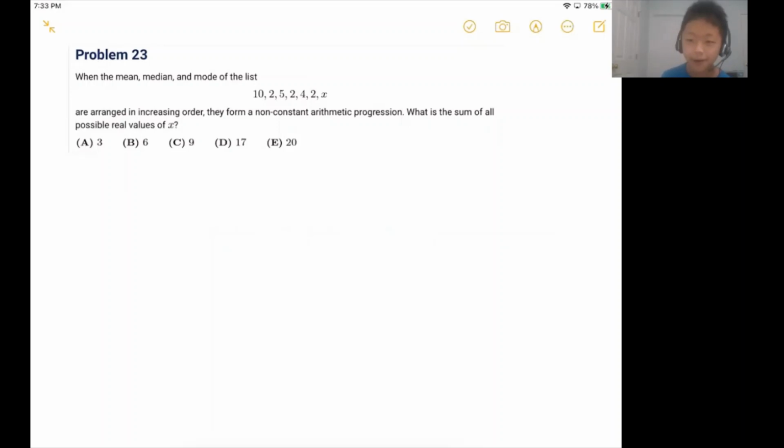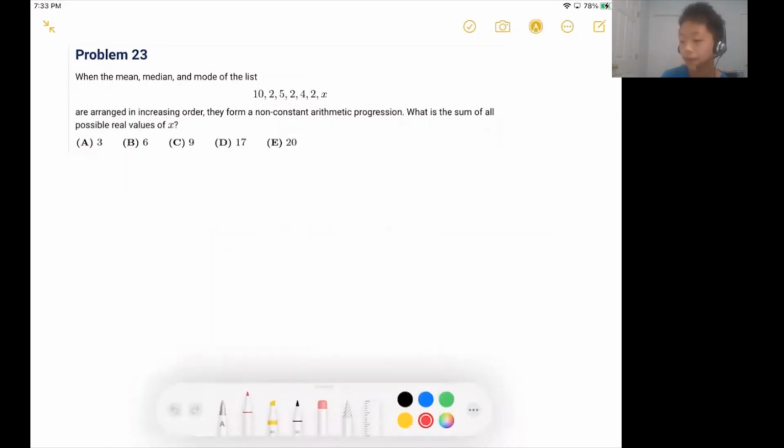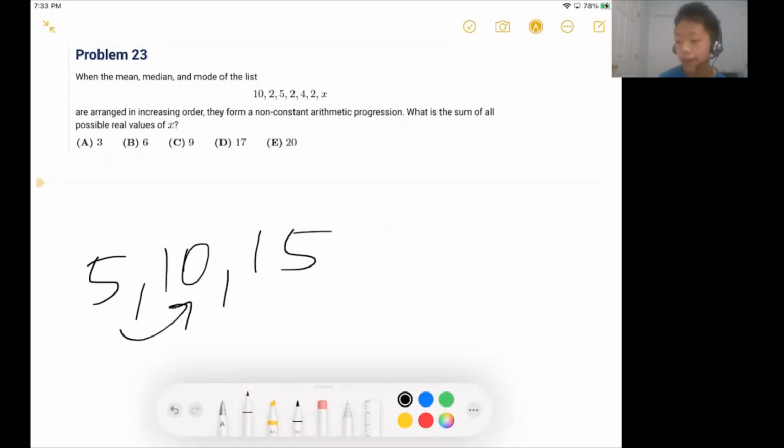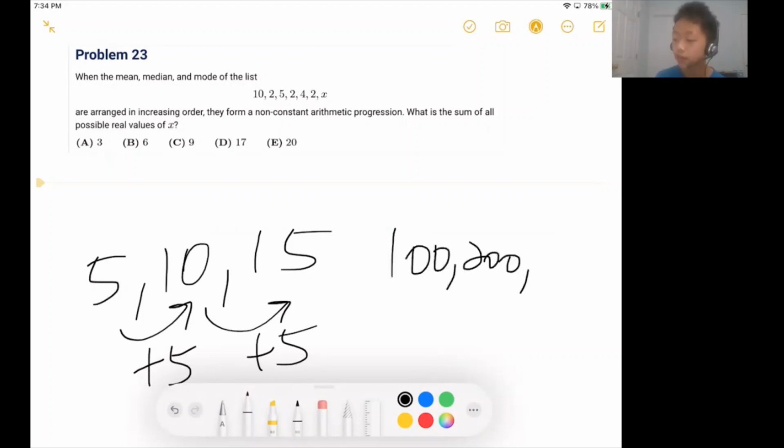So let's remind ourselves what an arithmetic progression is. If you have three numbers, in this case the mean, median, and mode, and they form an arithmetic progression, what that means is that the numbers have a common difference. Remember, like we talked about before, the numbers 5, 10, 15 form an arithmetic progression because each time we add 5. So the difference between consecutive terms is always constant. Similarly, 100, 200, 300 is an arithmetic progression.